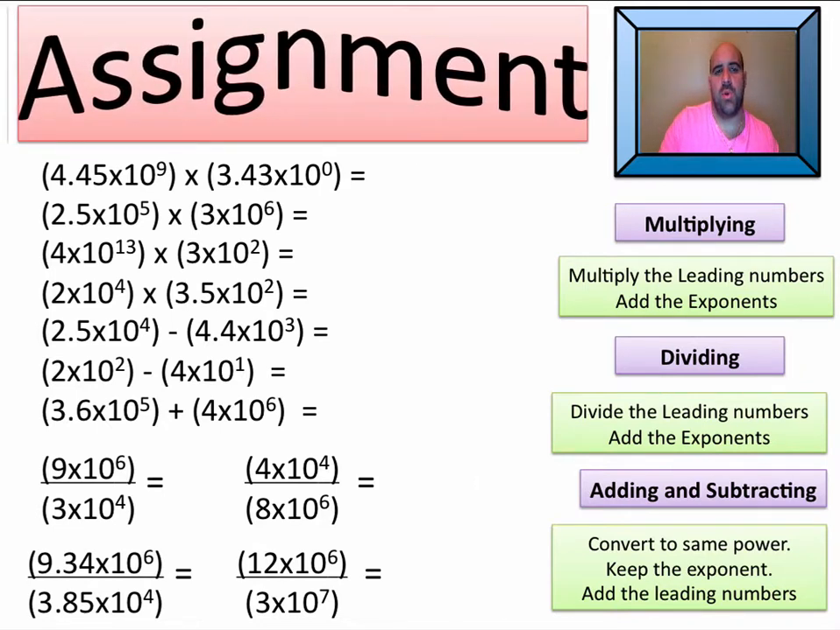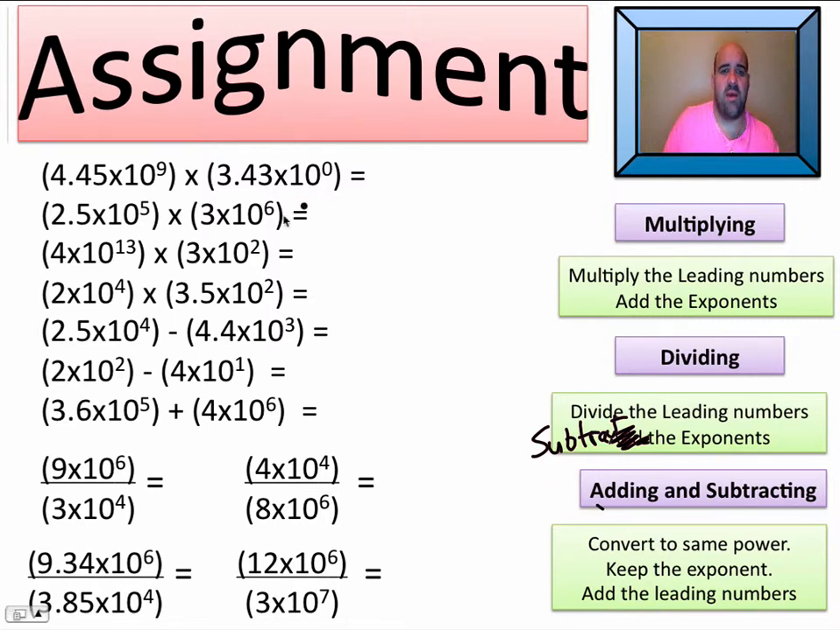Alright, so you have an assignment here, and I summarized the rules for you. When you're multiplying, multiply the leading numbers, add the exponents. Dividing, divide the leading numbers, subtract the exponents. I forgot to change that when I copy and pasted it. And adding and subtracting, convert to the same power, keep the exponent, add the leading numbers.